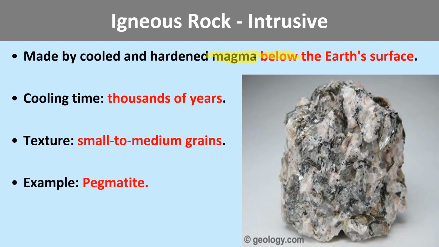And for an example, like the one you see on the right side, this is called pegmatite. The distinct feature of that is dark dot-looking color with a white interior color, if you will.